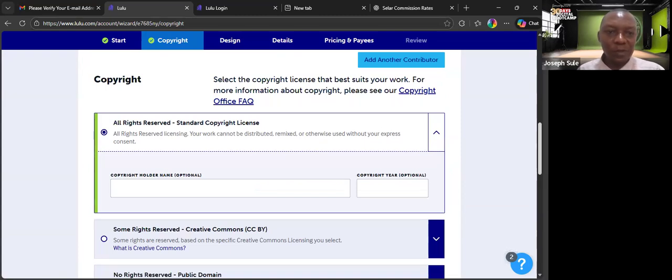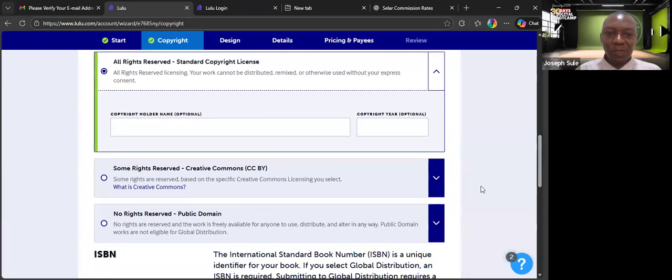Now, this will address the question some of us asked, I think in day 2 or so. Copyright. Select the copyright license that best suits your work. For more information about copyright, please see our copyright office. Now, the first copyright option here is all rights reserved. All rights reserved licensing means your work cannot be distributed, remixed, or otherwise used without your express consent. Anyone who wants to use your work, either to change it in one way or to quote your work or to do something, needs to ask you for permission.